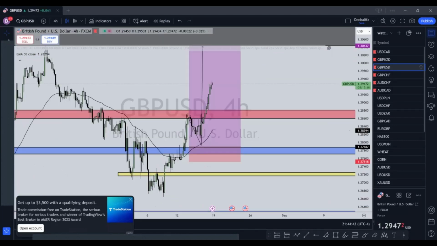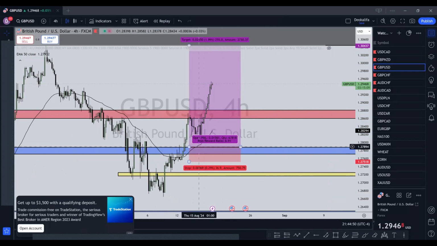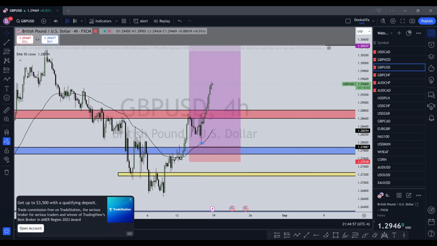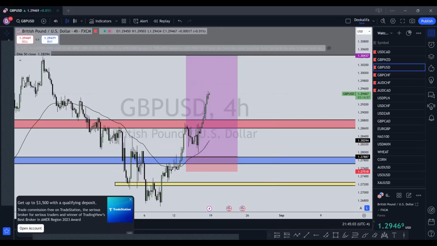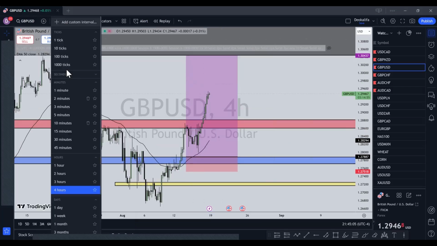The next one is GBP USD. This one I wasn't able to take a trade because I was waiting for it to make contact with this area, but it didn't quite make it there. I was hesitating here. I wanted to take it, but I didn't pull the trigger, so I didn't take a trade on this one. So now let's go into the new pairs.